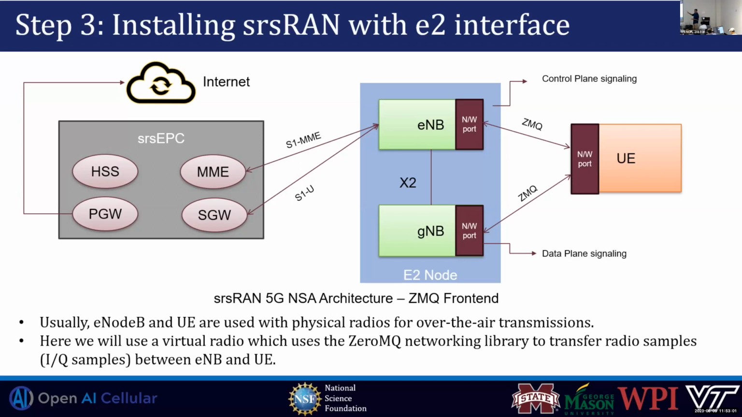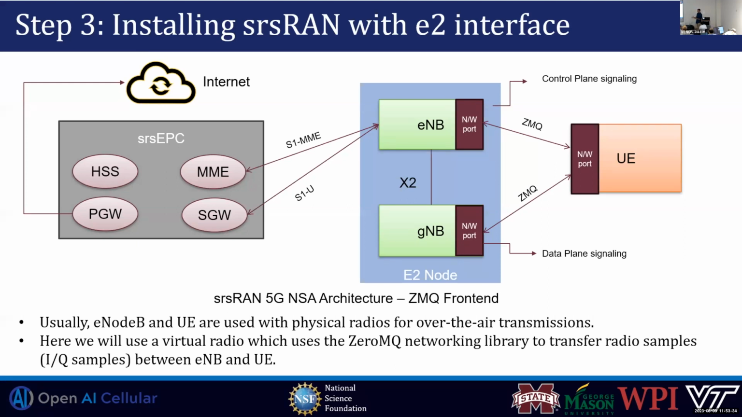So we are employing the ZeroMQ software. ZeroMQ is basically a simulation kind of software. It connects to network ports. So you have two processes running, one is the base station, which is the ENB, and the other is the UE. You build a network bridge between the two entities, and that's how the IQ samples, or the radio samples, are exchanged between them.